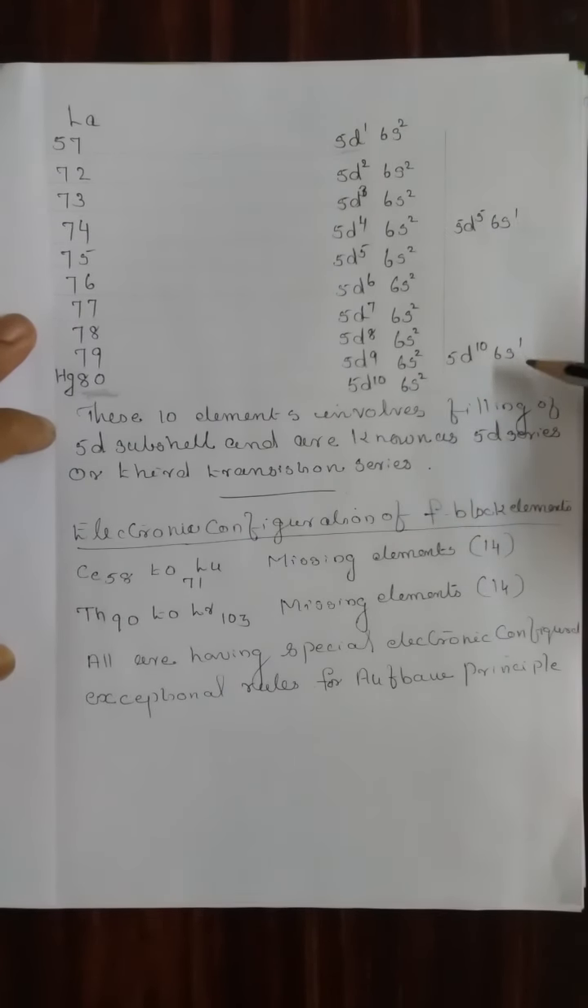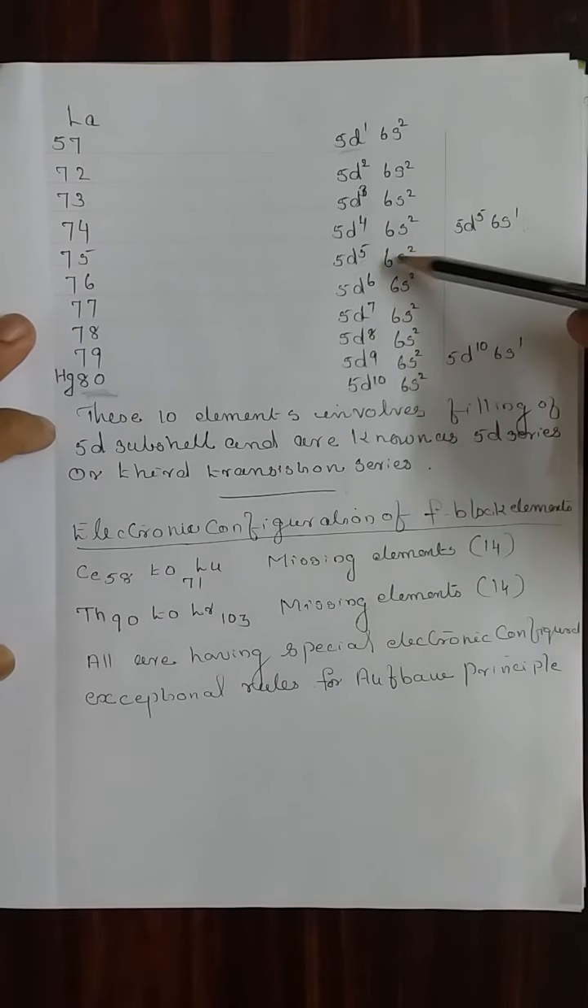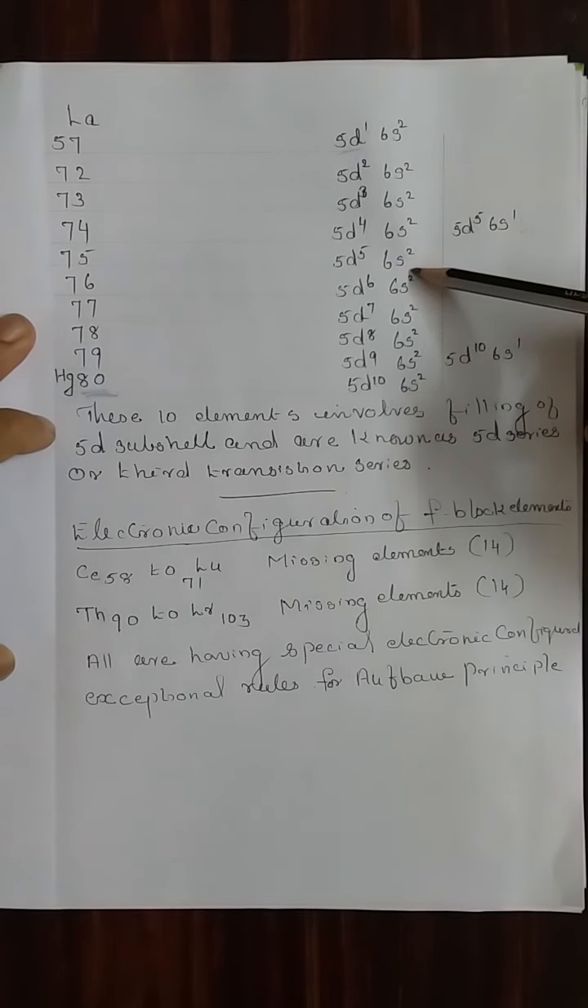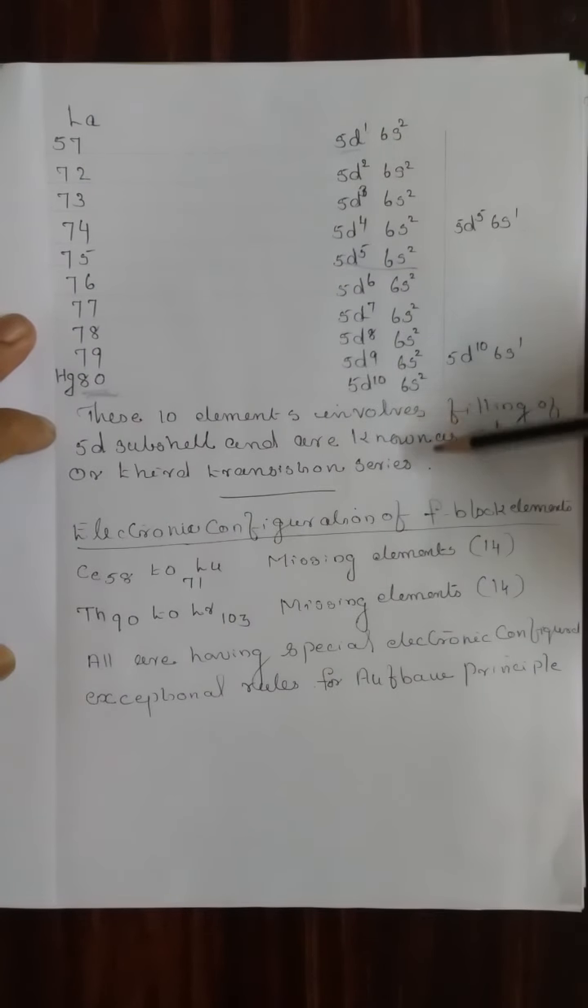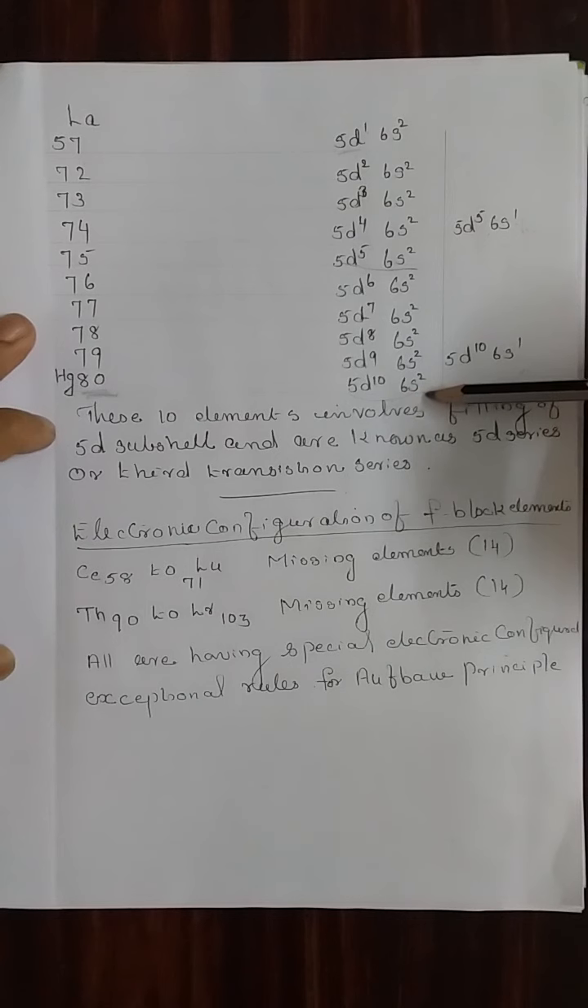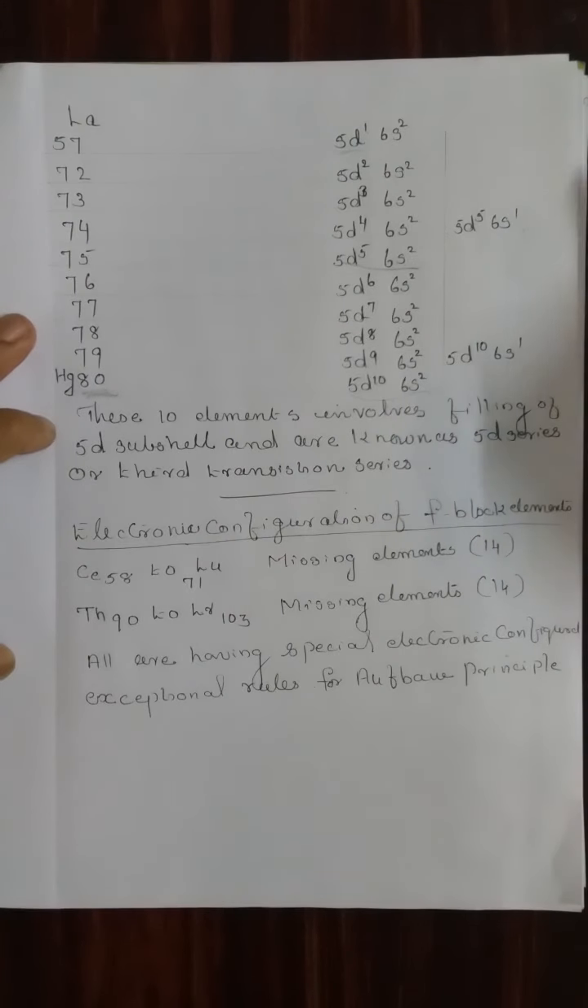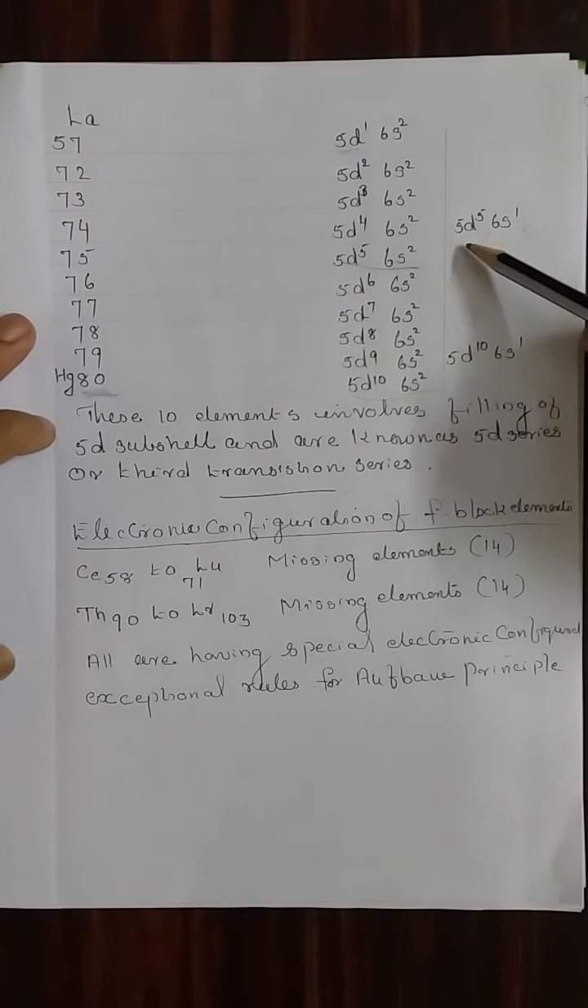In this 6s1, 6s1, but there are elements in this 5d series with 5d5 6s2. That is a normal electronic configuration. Similarly, 5d10 6s2 is also a normal electronic configuration. But making a change in the electronic configuration and making it stable, there are two elements in the periodic table. These are the two elements with electronic configuration 6s1 and half-filled orbital 5d5 and fully filled 5d10.